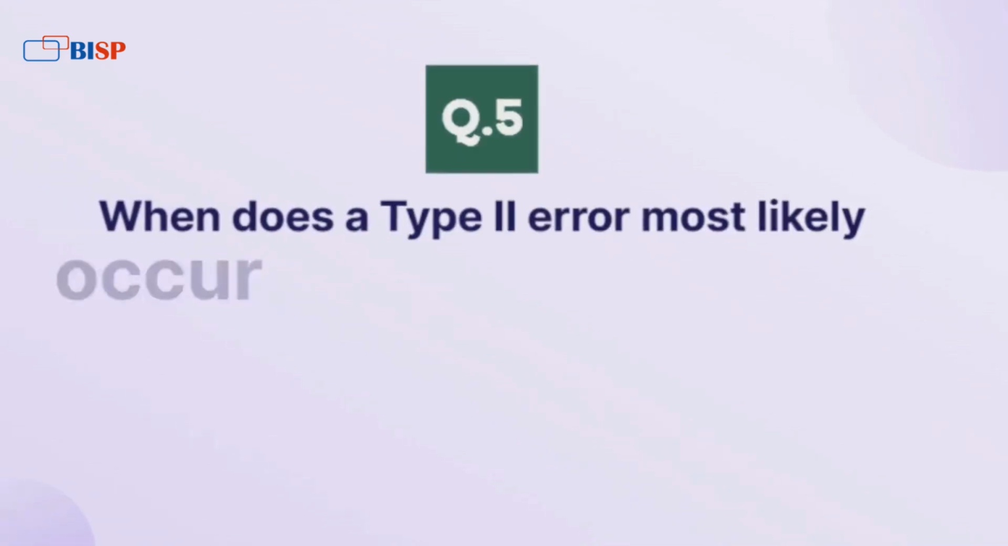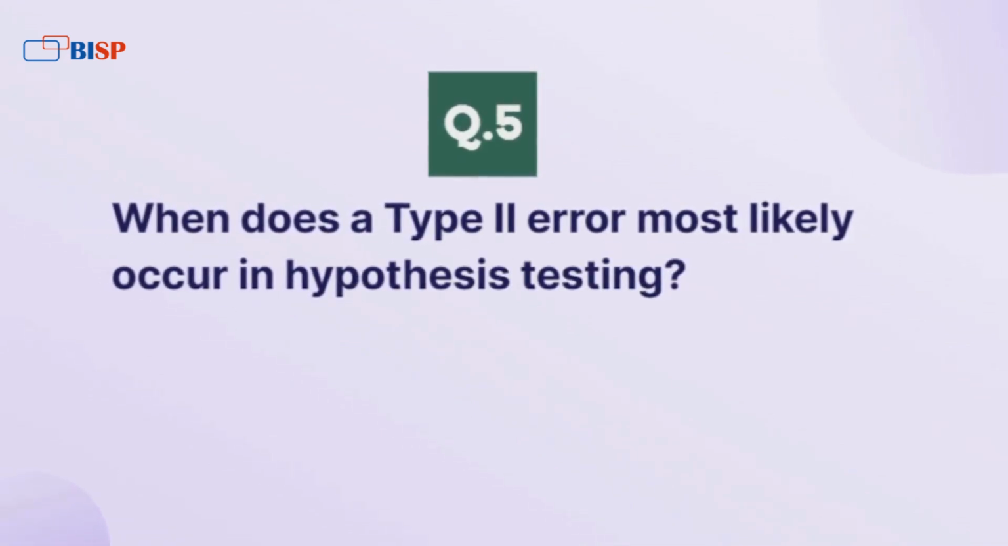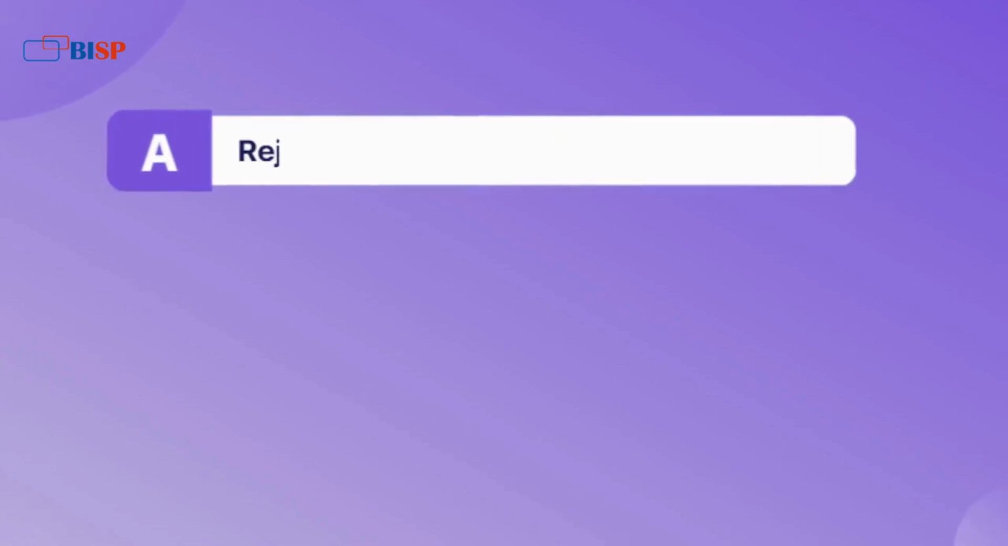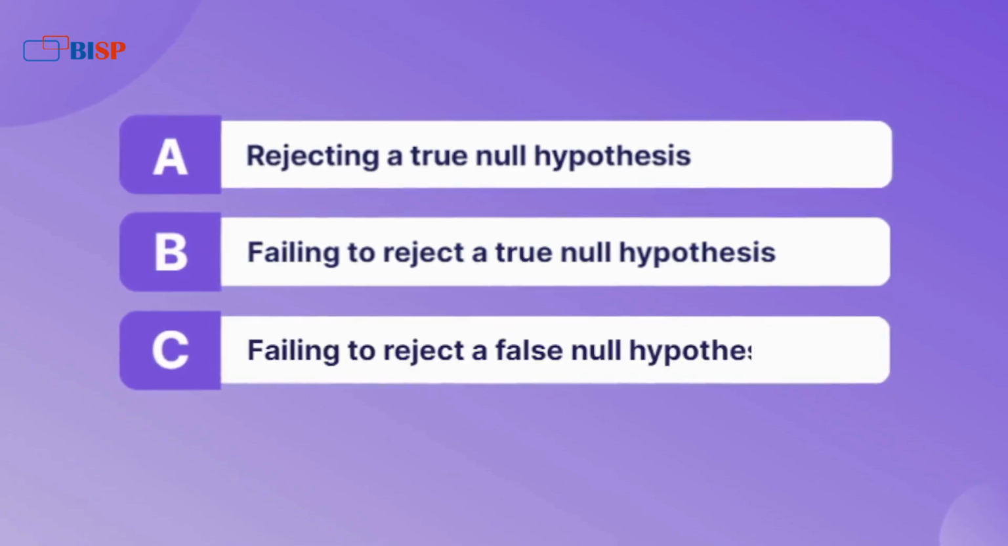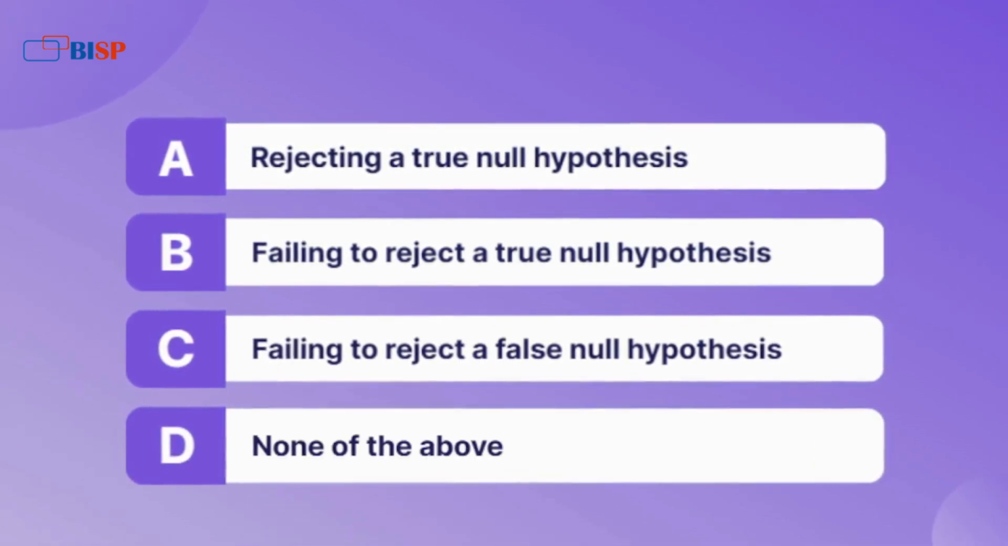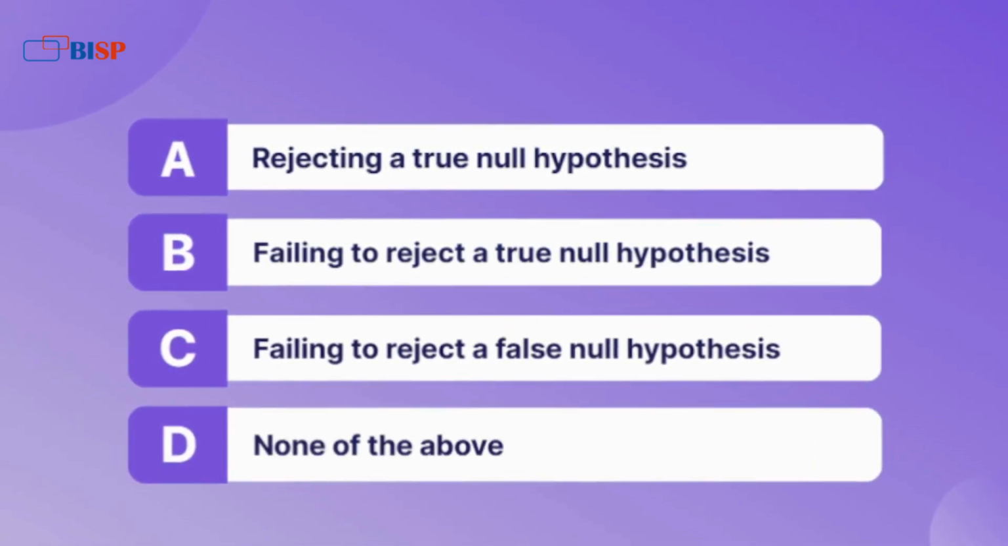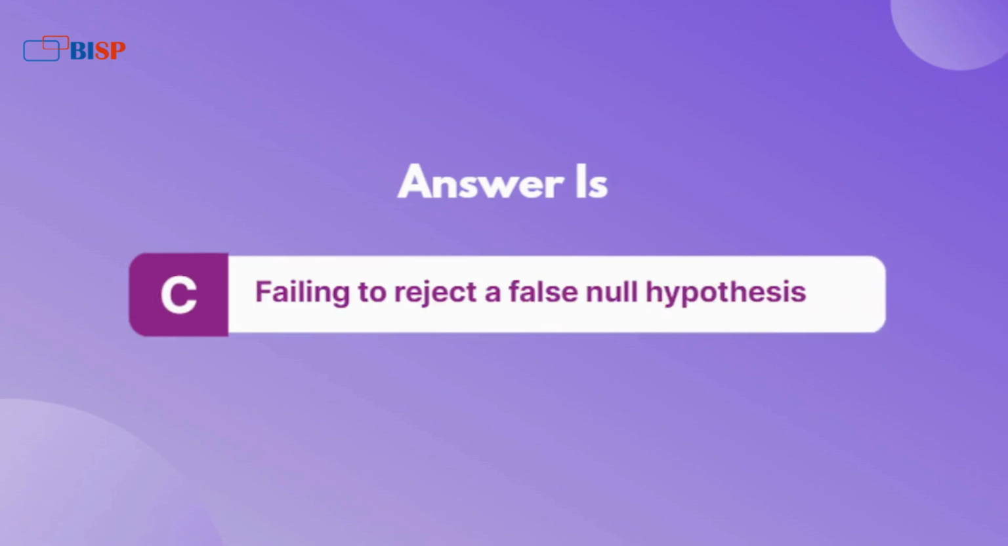When does a type 2 error most likely occur in hypothesis testing? A. Rejecting a true null hypothesis. B. Failing to reject a true null hypothesis. C. Failing to reject a false null hypothesis. D. None of the above. Answer is C. Failing to reject a false null hypothesis.